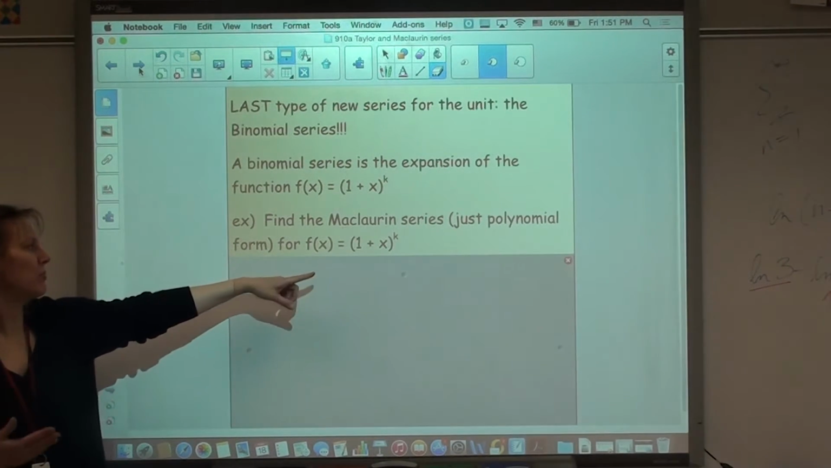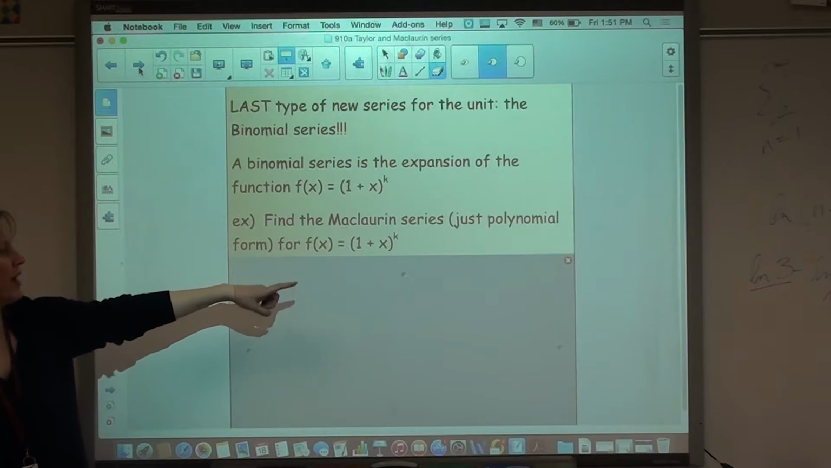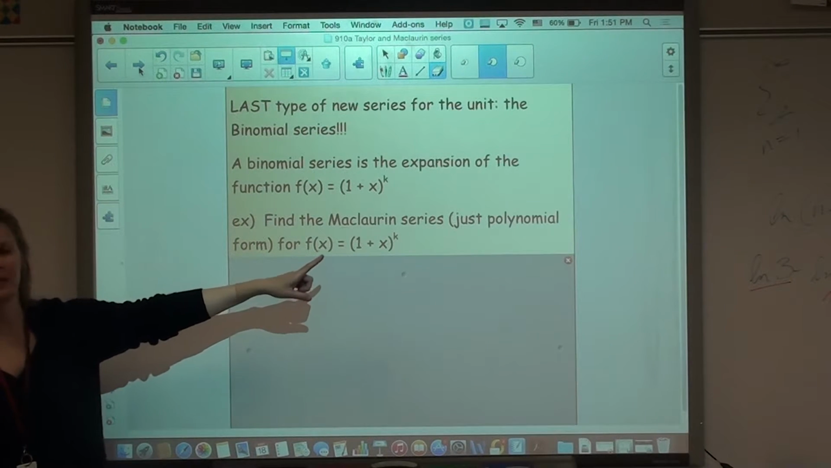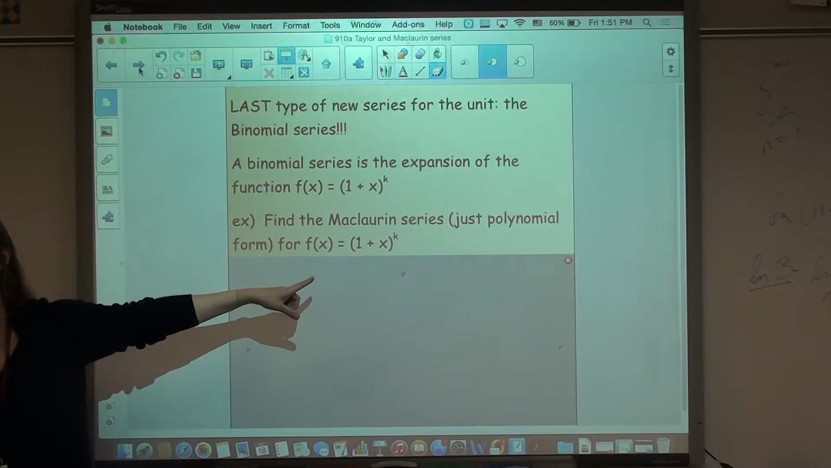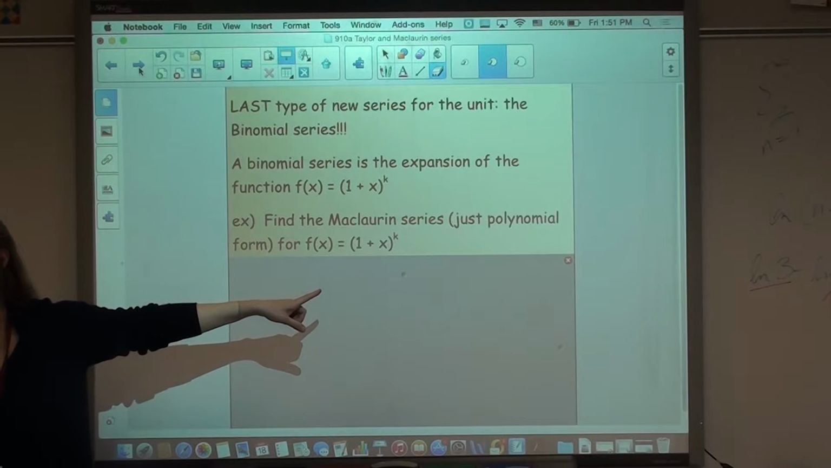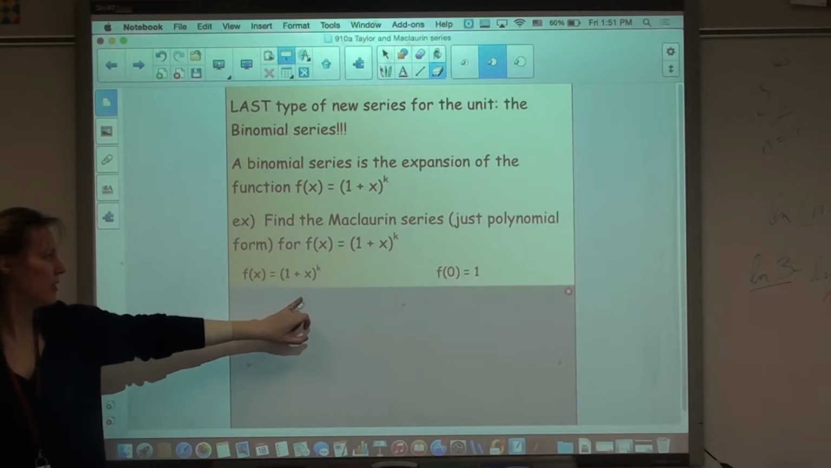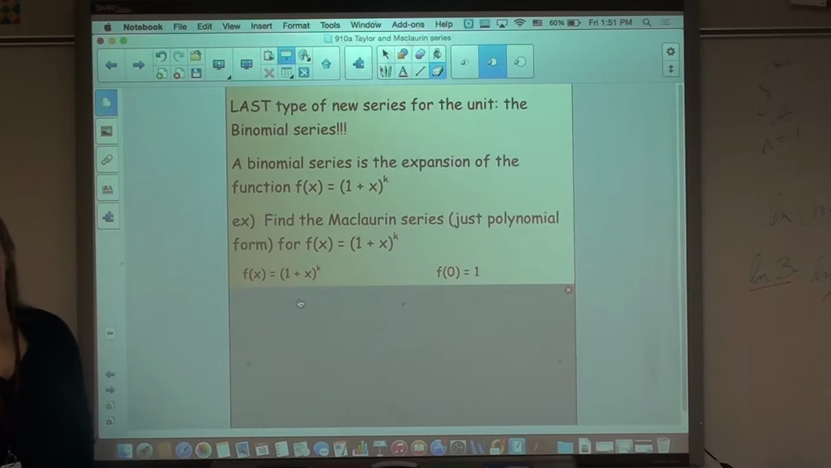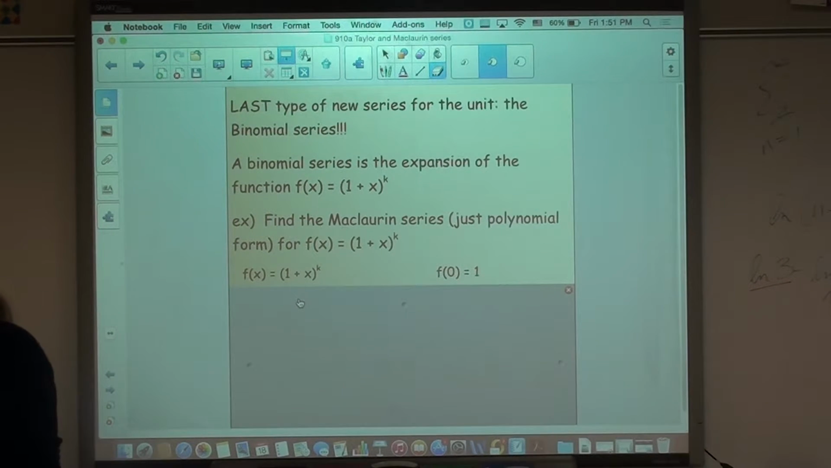So differentiate (1 plus x) to the k and evaluate those derivatives when x is 0, because it's a Maclaurin series. I'll even start it. There's the first one. Wow, that was great. Isn't that good? Because 1 to any power is 1.